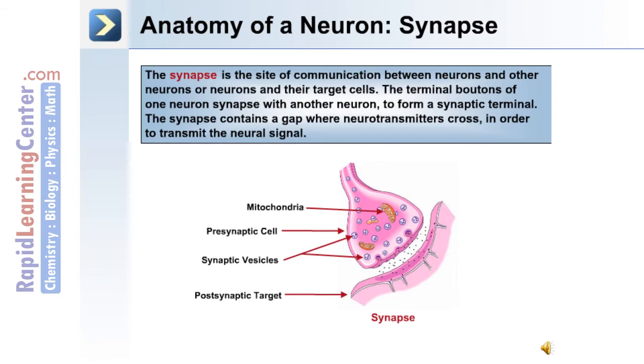The synapse is the site of communication between neurons, or between a neuron and its target. This image depicts the anatomy of a synapse. There's a presynaptic cell and a postsynaptic cell or target. In the presynaptic cell are vesicles which contain the neurotransmitter. The terminal boutons of one neuron synapse with another neuron to form a synaptic terminal. The synapse contains a gap where neurotransmitters cross. This is in order to transmit the neural signal from one neuron to another.